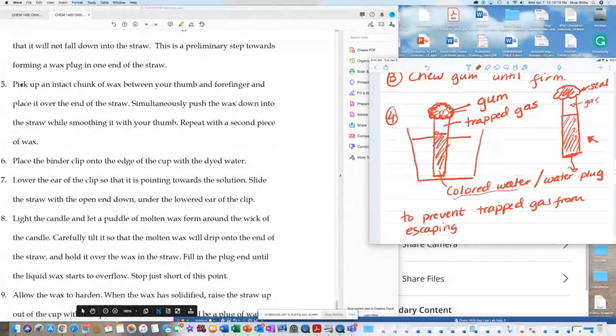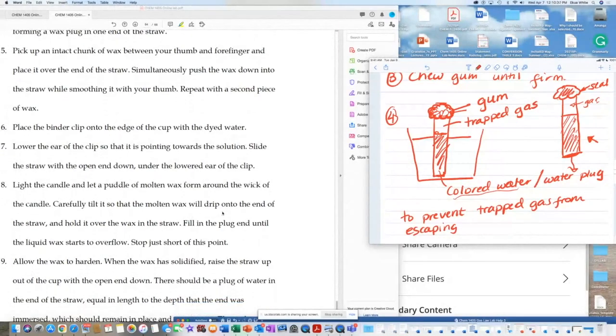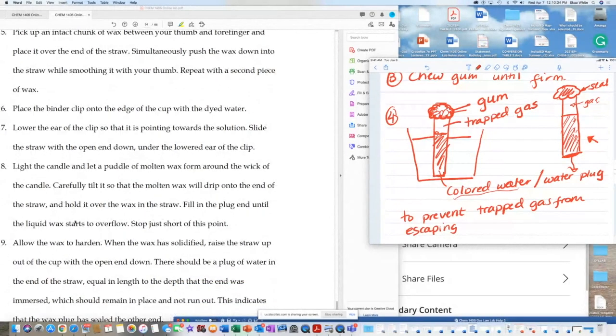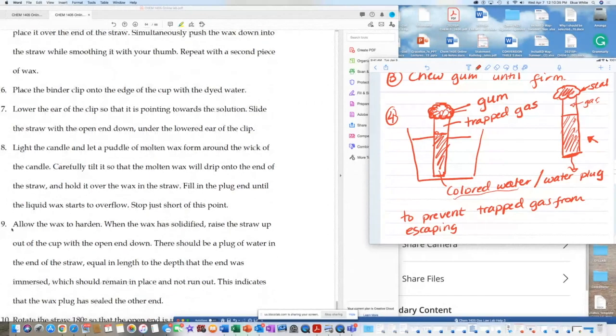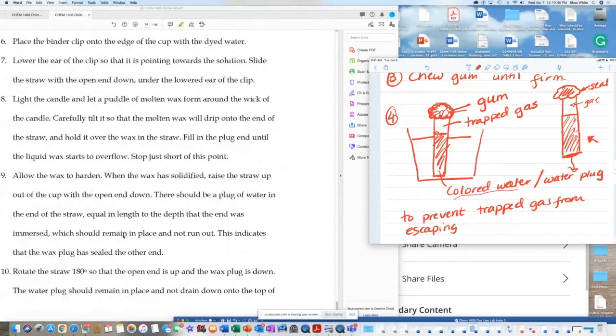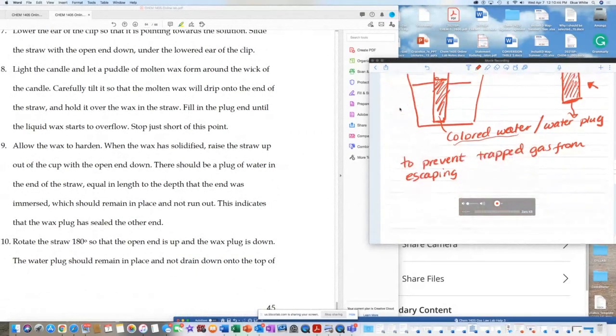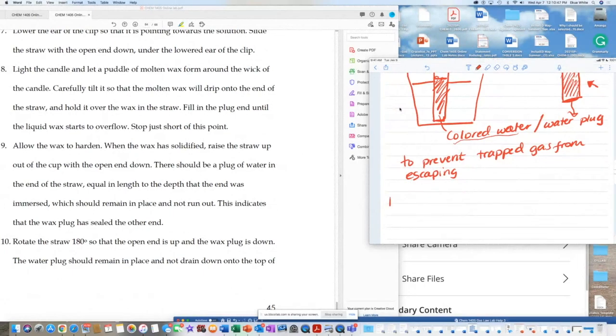So here, step number 5 is when they're telling you to pack the wax. This is just a lot more steps. The binder clip is to hold this up. You don't need all that. And then lower the clip, light the candle, all the stuff is required. Fill the plug until the liquid starts to overflow. We're not doing all that. Allow the wax to harden. The gum is already hardened. Finally, we can skip and now go to step number 10. Look at how much we skipped.